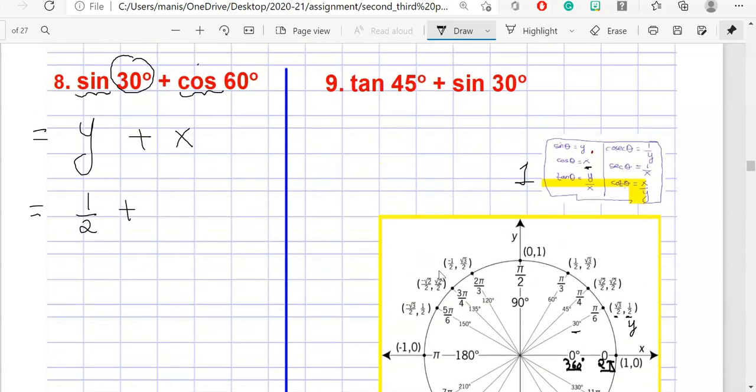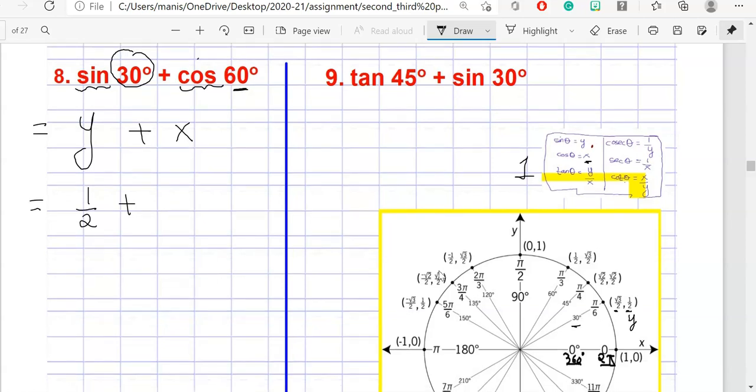Now let me go up. It says x at 60 degree. So let's go to 60 degree. This is 60 degree over here, and this is my x and this is my y. So what is my x over here? 1/2. I'll write 1/2 over here. Now what is your answer? Usually whenever I do this, I ask students, what is 50 cents plus 50 cents equal to? Good job, it's $1. So your answer is 1 for this question.